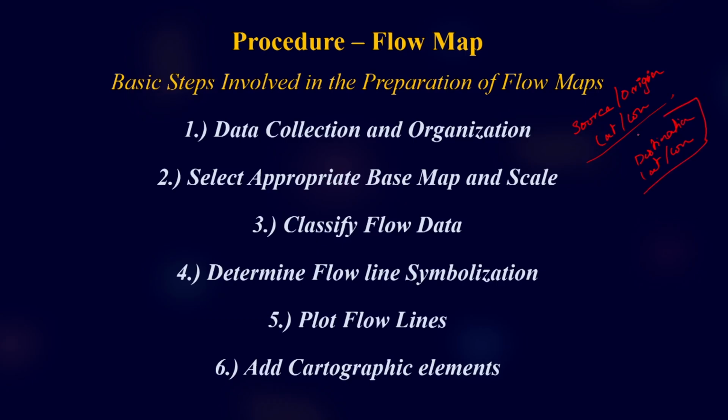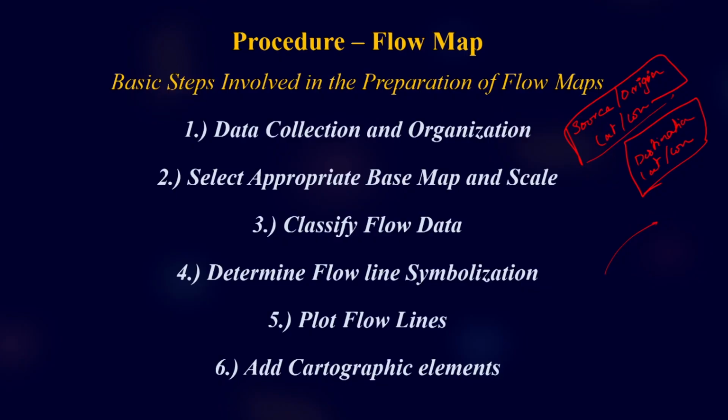So, we need to have this data and organize it. Then we will select an appropriate base map and a scale. If our scale is too small, we can't show each flow correctly, right? There are 50 or hundreds of flights flying through Mumbai airport. So we have to select the appropriate scale, and we will take a political map of India as the base map, and classify the flow data.